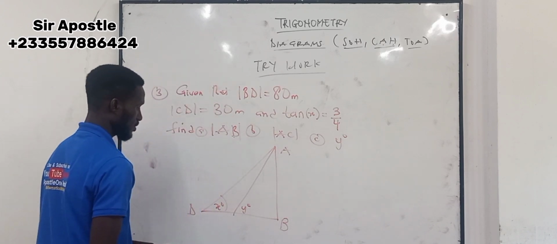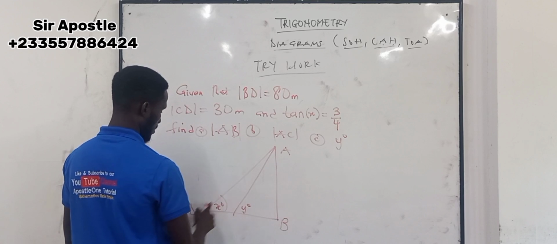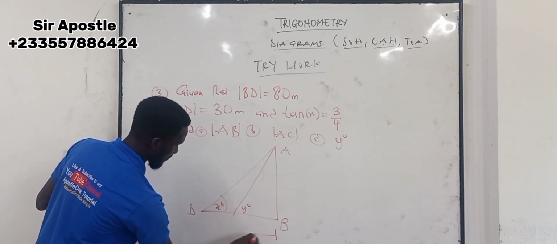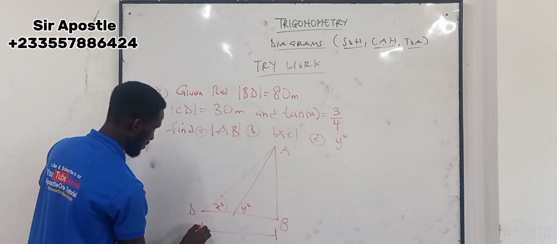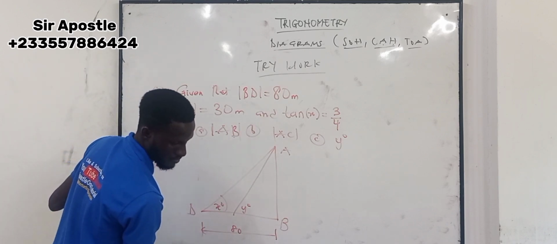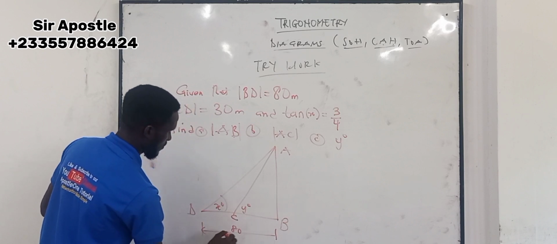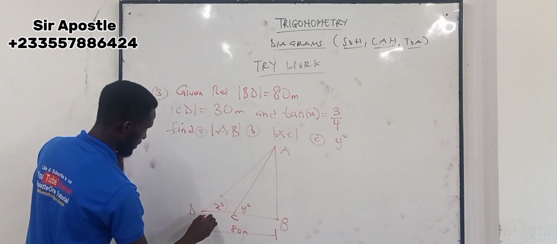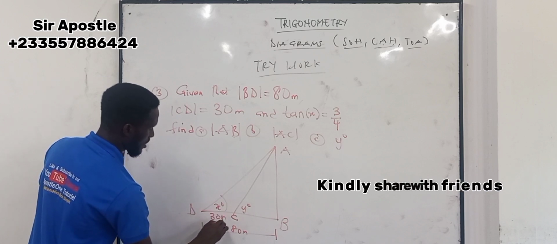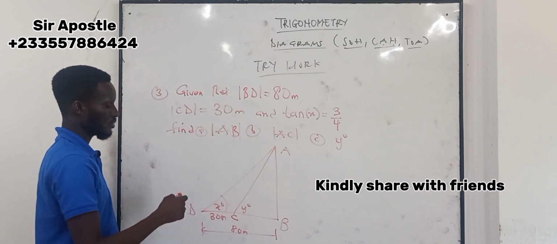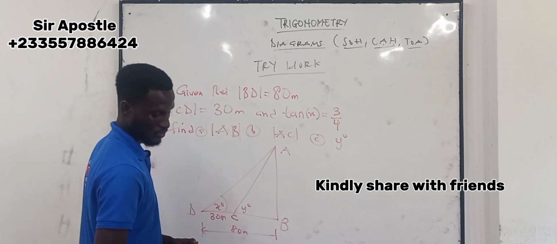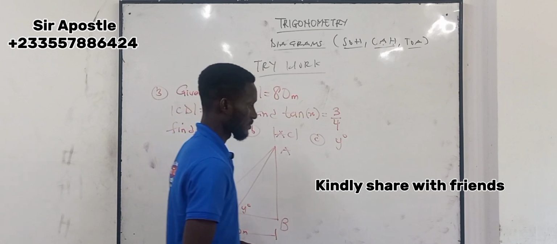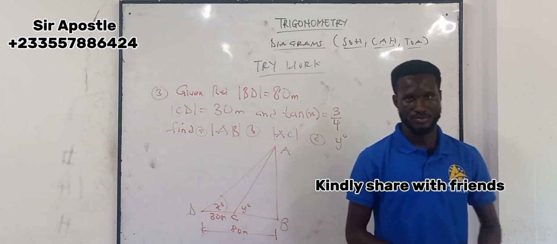You know that BD was given to be 80, from here to here. In the question, BD was given to be 80. And then DC was also given 30. Even if we don't write this one, everything is here. You're supposed to be able to continue. So this is the question you're supposed to go and solve.